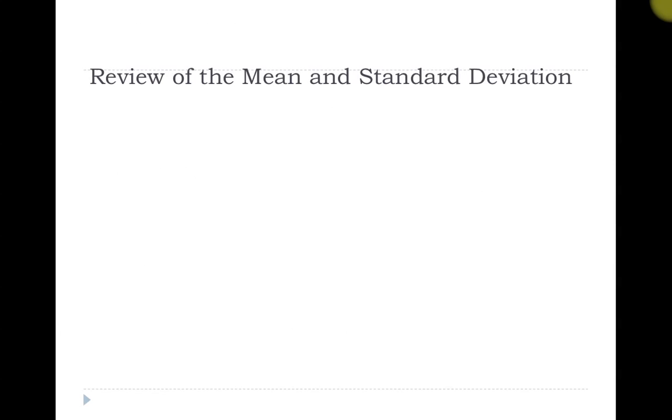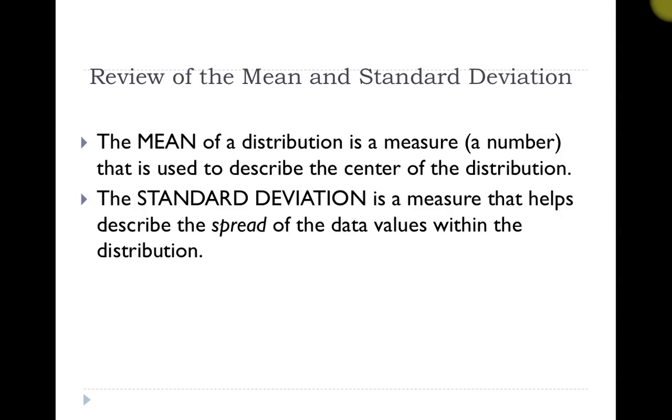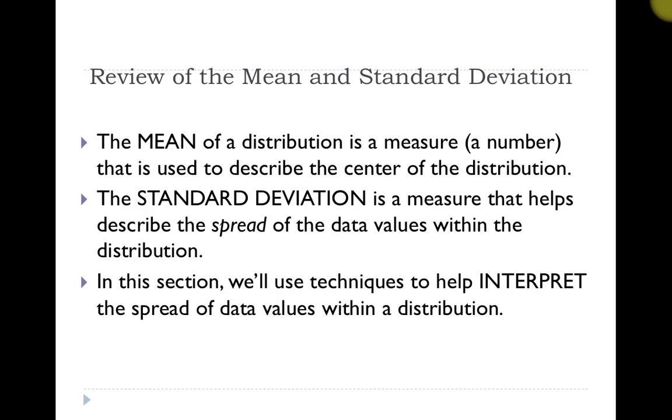Okay, a review of the mean and standard deviation. The mean of a distribution is a numerical measure that's used to describe the center of the distribution. The standard deviation is another numerical measure that helps describe the spread of the data values within the distribution. In this section, we'll use techniques to help interpret the spread of data values within the distribution.